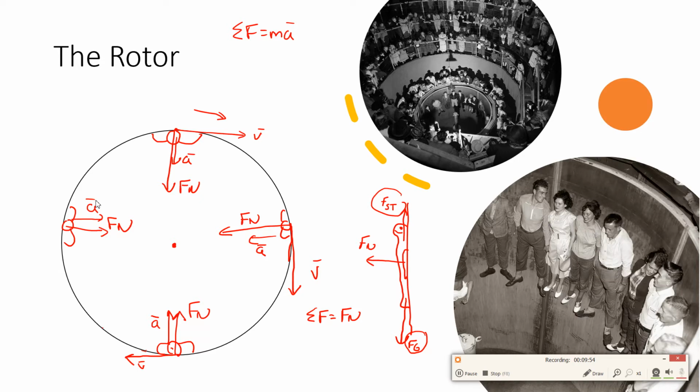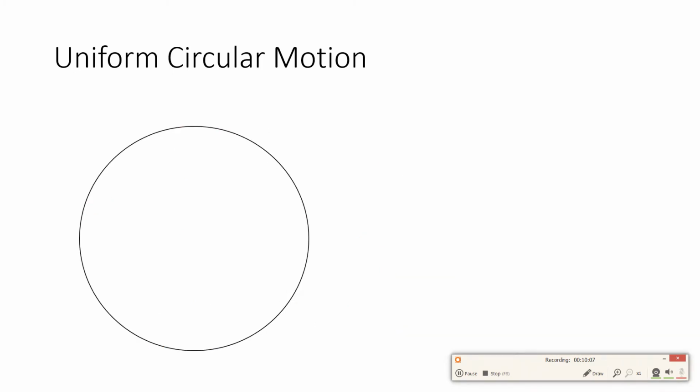We didn't really need to do any math. The velocity is always tangent to the circle. The acceleration and the sum of the forces are always towards the center of the circle. So there's a lot of kind of observations that we can make about this. So uniform circular motion, let's kind of say some of them.